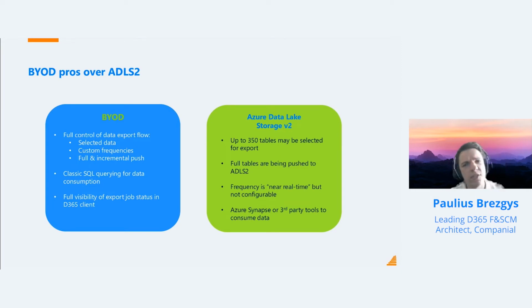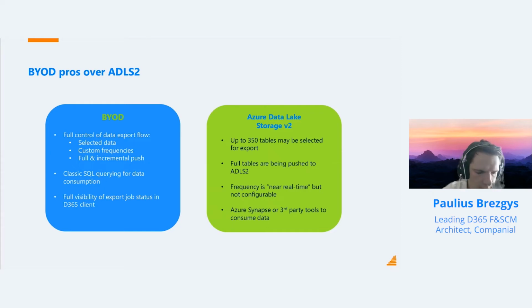Now, on the data lake side, you cannot be that granular about the exports. You cannot really select the frequencies or select full or incremental pushes. What you can do right now is select up to 350 tables to be exported to the data lake. And you're getting full table pushes, right? It's of course faster and the storage is cheaper, so it's not a massive disadvantage. But if you want to cherry pick data, probably on the data lake you have to push all of the data and then cherry pick it afterwards.